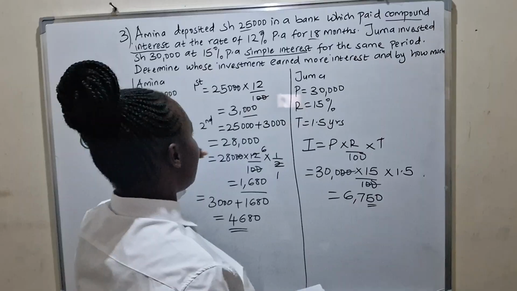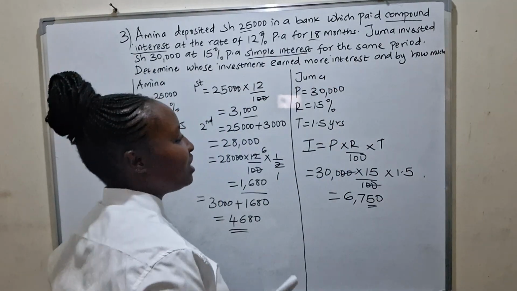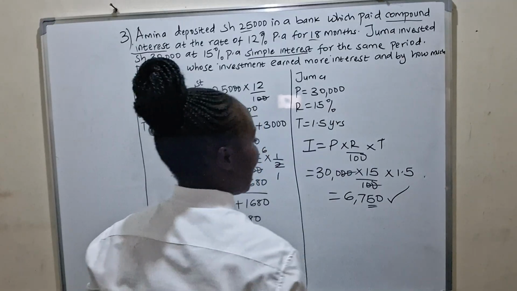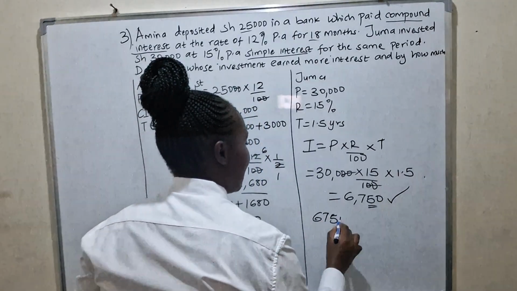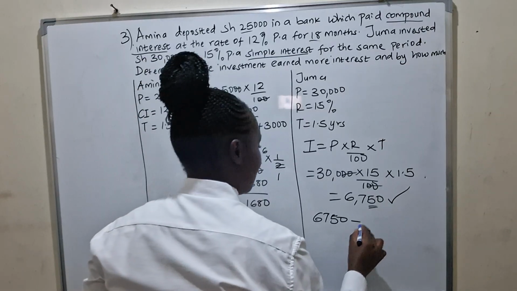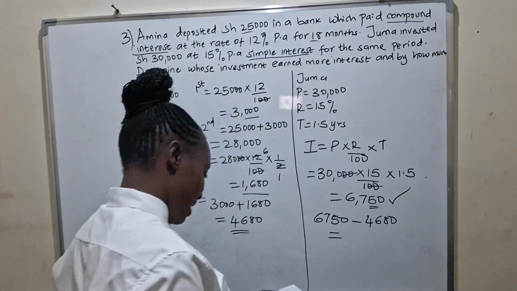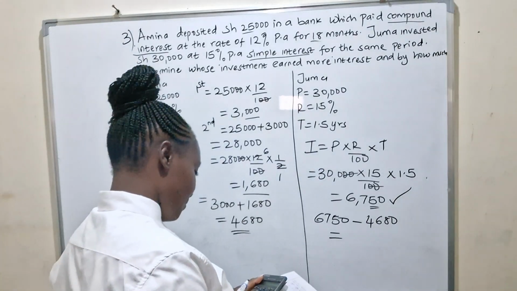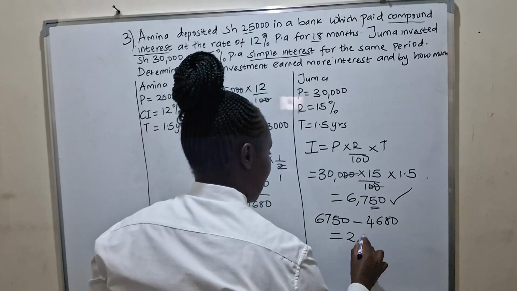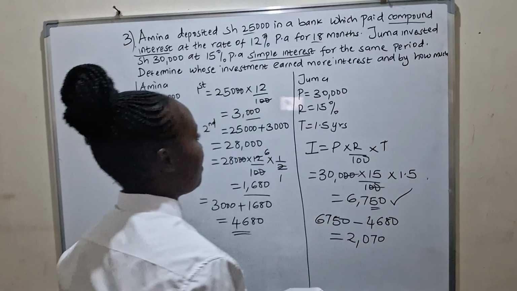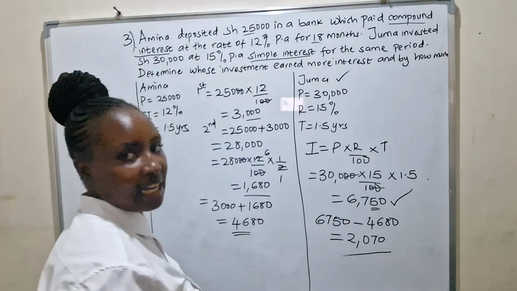So the question is, whose investment earned more interest and by how much? So we already know that Juma's investment earned more, but then by how much? We pick his interest, then you subtract Amina's interest, which is 4,680, to get 2,070. So number one, Juma's investment earned more, with 2,070.